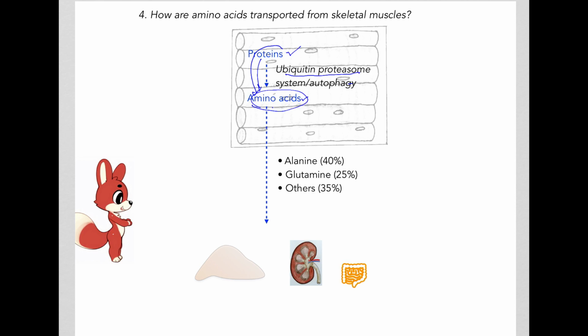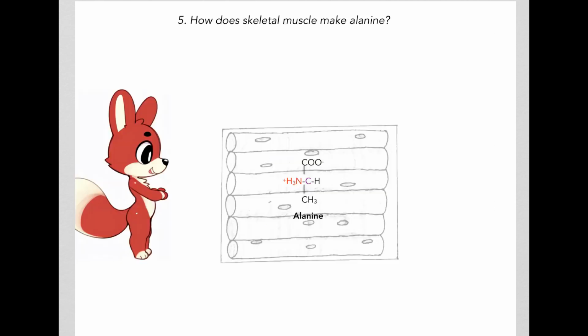Now, how are these amino acids transported to the gluconeogenesis organs? They are mostly transported as alanine and glutamine, as well as a few others. So let's first see how the skeletal muscle makes alanine.